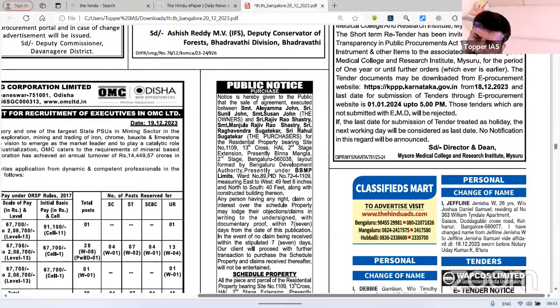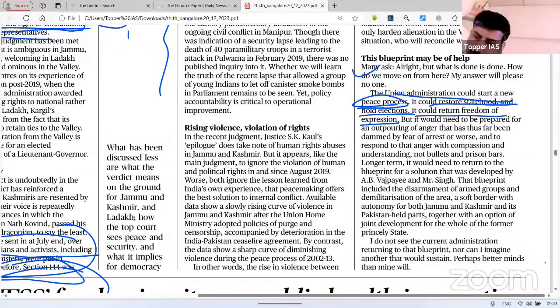The Union administration could start anew. It could restore statehood and hold a referendum, return freedom of speech. But there will be an outpouring, and definitely people will shout now. Be ready to accept that also. Okay. But don't use the bullets and the prison bars to handle that.